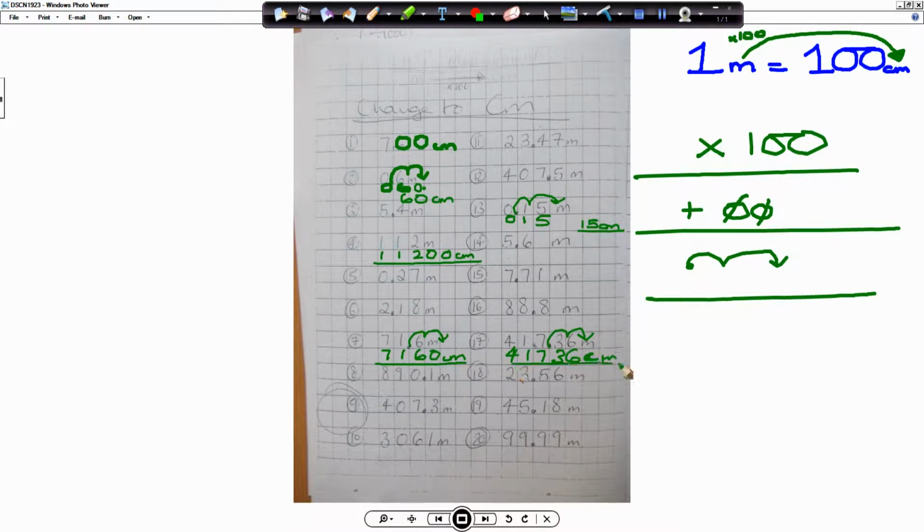Done. Chachi, on the other side here, is that still times 100? Yeah, all of it is times 100. Every single question is times by 100. Changing meters to centimeters, times by 100.